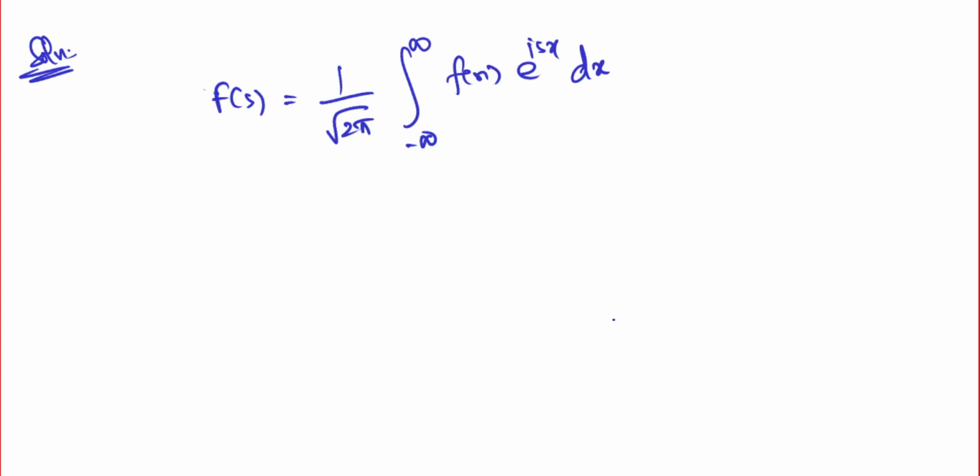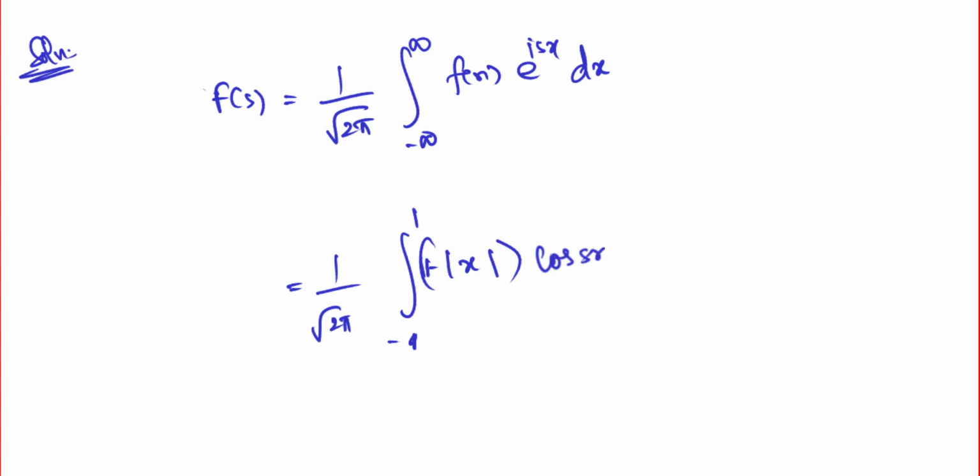So first things first, let's write this as 1 divided by square root of 2 pi into the integral from minus 1 to plus 1. Remember, mod x less than 1 happens from minus 1 to plus 1. Then (1 minus mod x) times e to the power isx, which I can write as cos sx plus i sin sx.